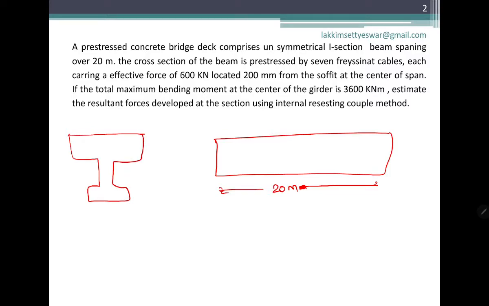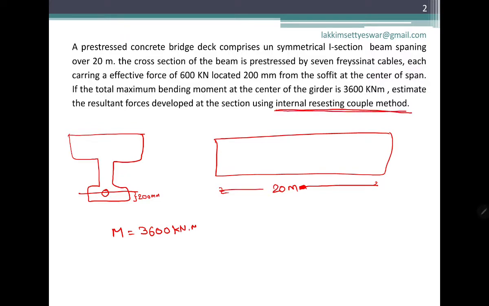The beam is pre-stressed by 7 cables. So the total number of cables is 7, and each cable carries an effective force of 600 kilonewton, and is located at 200 mm from the soffit of the beam. Now, the total maximum bending moment at the center of the girder is 3600 kilonewton meter. Now we need to calculate the resultant forces developed at the section using the internal resisting couple method.